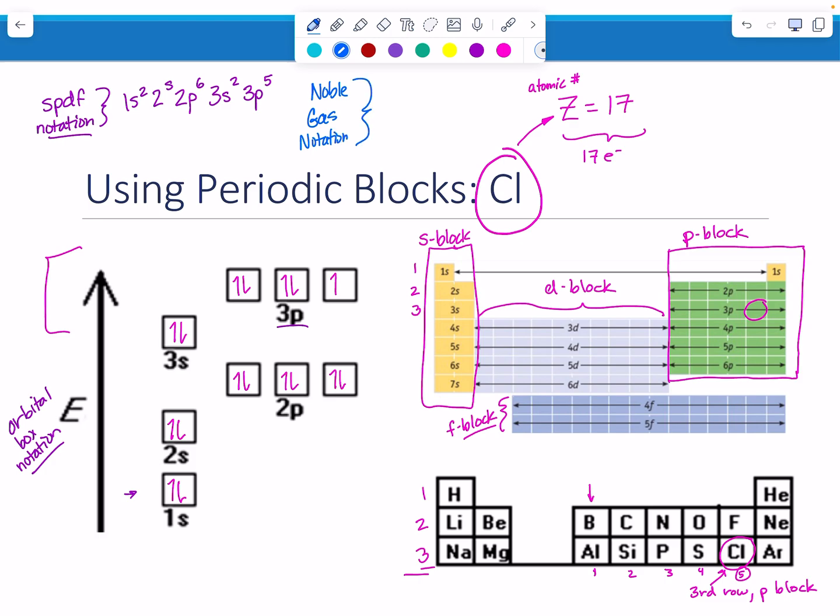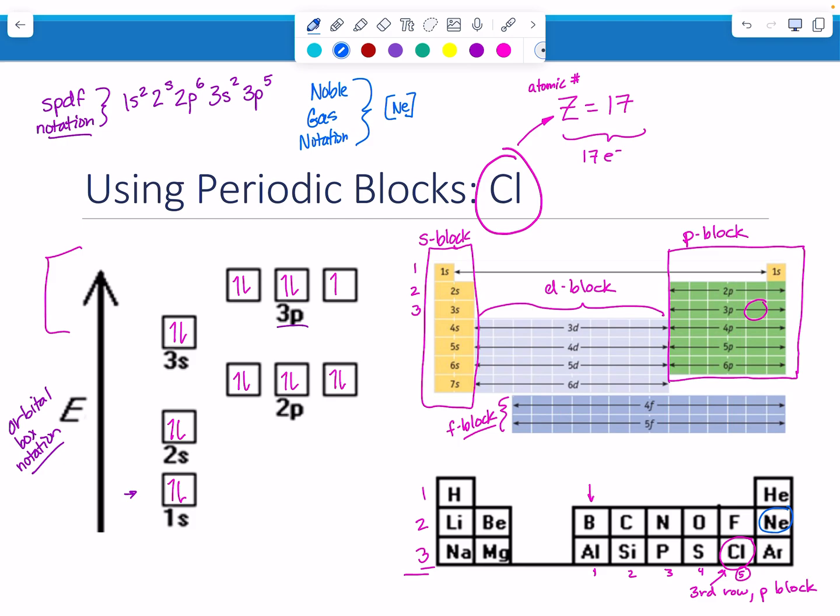All right, so if we remember our noble gas notation, we're going to look at the noble gas in the row above, which is going to be neon. So we would write neon in square brackets, and we're only going to write electrons over and above neon.